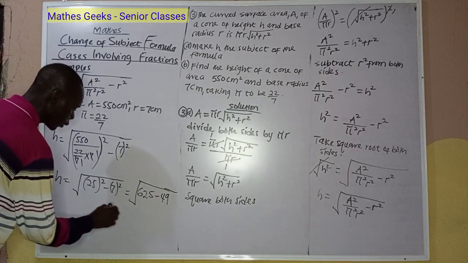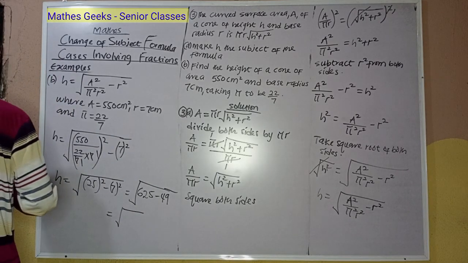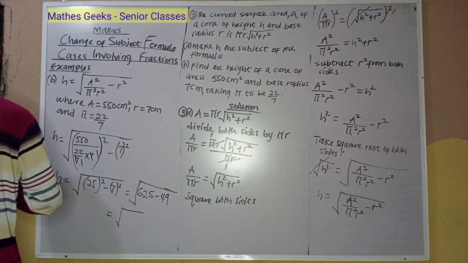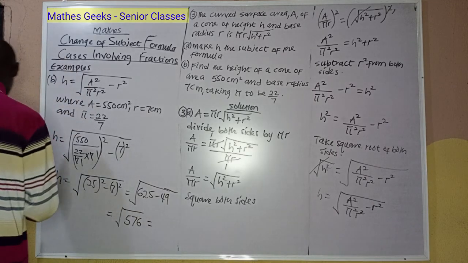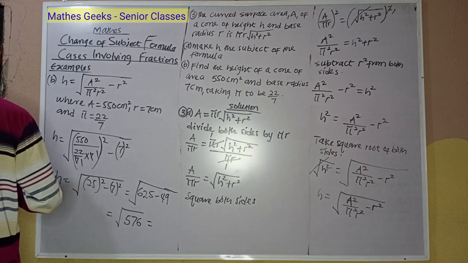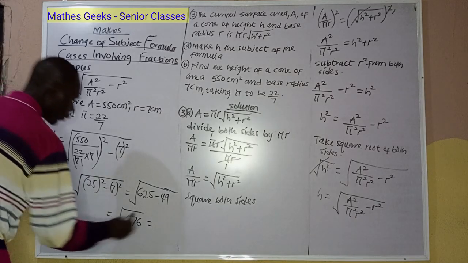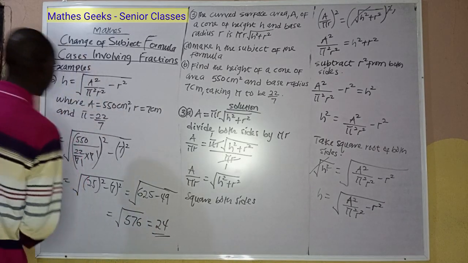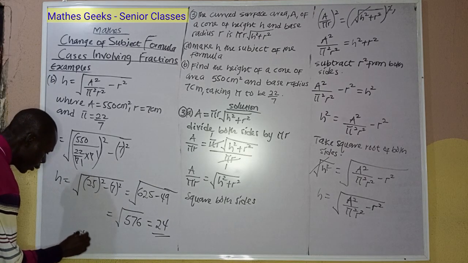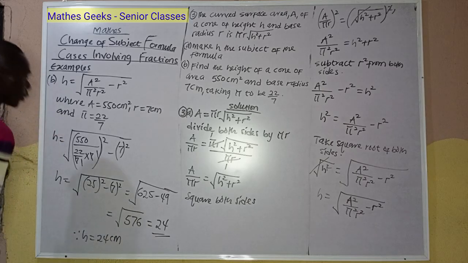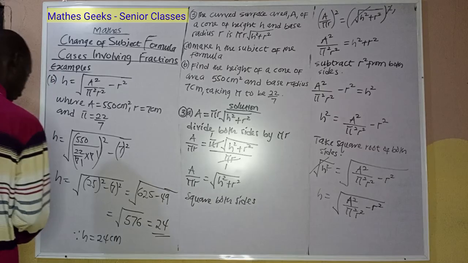7 squared is 49. So this is equal to the square root of 625 minus 49, which is 576, and the square root of 576 is 24. So the height is 24. Therefore, h is equal to 24 centimeters. Since the radius is in centimeters and the area is in centimeters squared, the height is 24 centimeters.